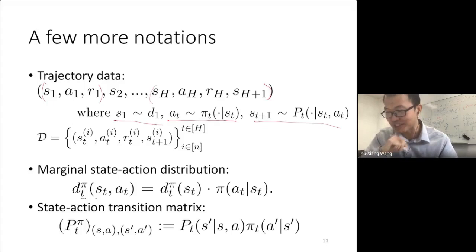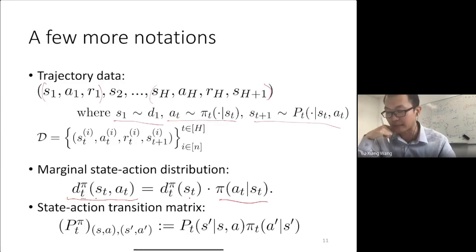So we define this D sub t and super pi to be the marginal state action distribution when you are running pi. So these are the marginal distributions of state and actions induced by running a particular policy pi. Notice that it could either be a marginal distribution of state only, or you multiply that with a policy, then you get the joint distribution of state action at time t induced by policy pi.